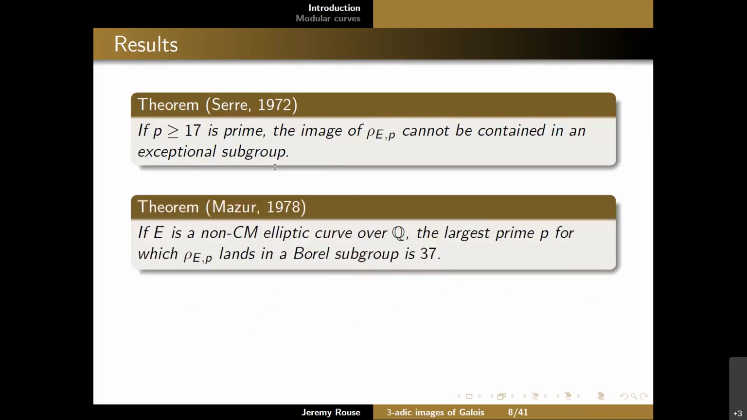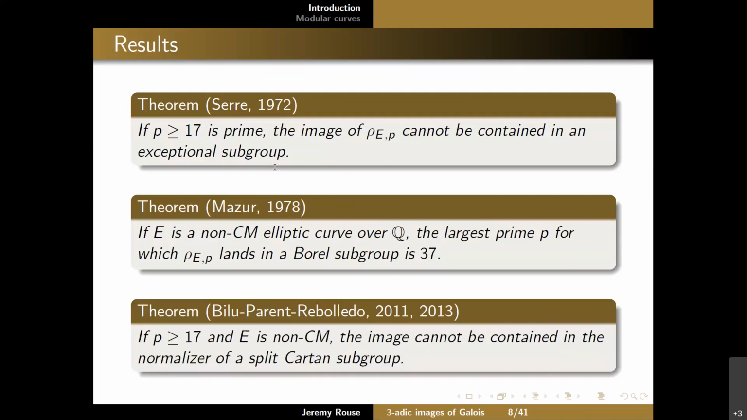Mazur proved in 1978 that if you have a non-CM elliptic curve over Q, the largest prime p for which the image of rho EP lands in a Borel subgroup is 37. And then Bilu, Parent, and Rebolledo in 2 papers show that if p is greater than or equal to 17 and E is non-CM, the image cannot be contained in the normalizer of a split Cartan subgroup.